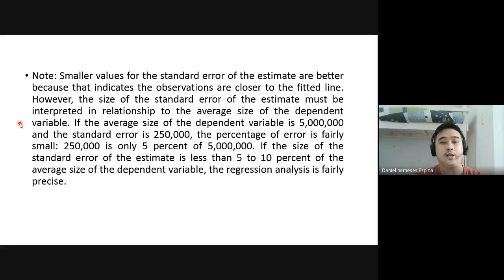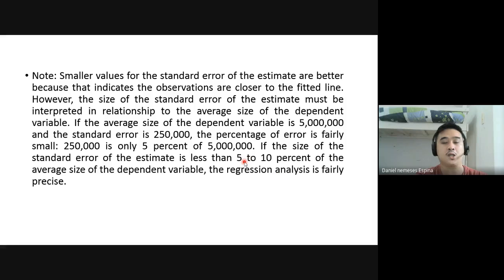However, the size of the standard error must be interpreted in relation to the average size of the dependent variable. So if the usual size of the dependent variable is 5 million and the usual error is 250,000, it's only 5% of the actual values in the dependent variable. So it is fairly small. Okay? Although ang amount na 250,000 is already high, but in relation to 5 million, it is a small percentage.